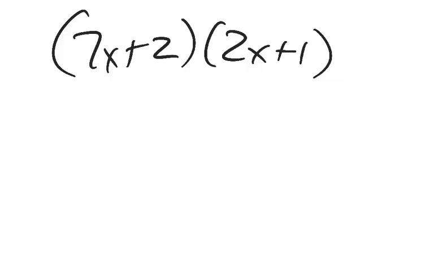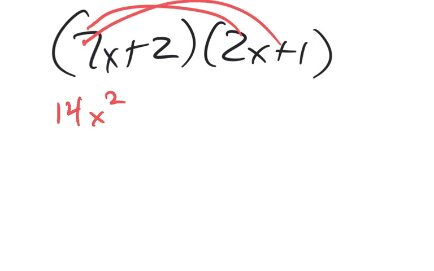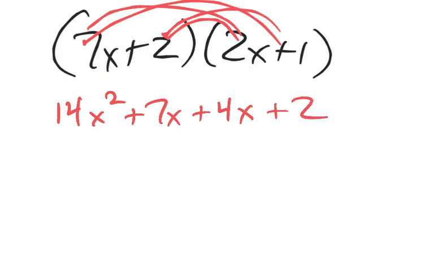And we need to distribute 7x times 2x. So 7 times 2 is 14. X times x is x squared. 7x times 1 is just 7x. 2 times 2x, well, 2 times 2 is 4x. And then 2 times 1 is 2. And then combining our like terms, we should get 11x.